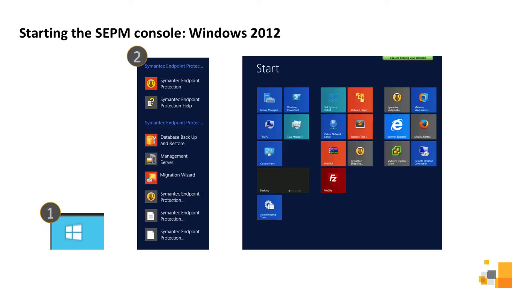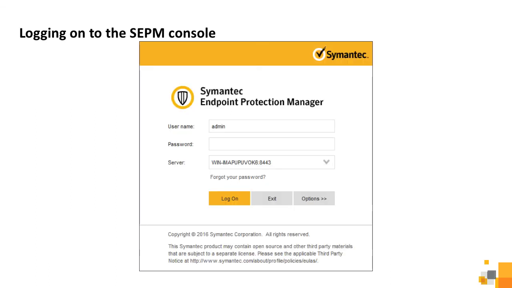This screen shows you how to log on to the SEPM console locally in Windows 2012 R2. All SEPM shortcuts may not be displayed on the default Start menu. Use All Applications or the search engine to locate the Symantec Endpoint Protection Manager. To log on to the Symantec Endpoint Protection Manager console, type the admin password. This is the password that you created during the SEPM installation. Next, click Log On. The console is displayed.